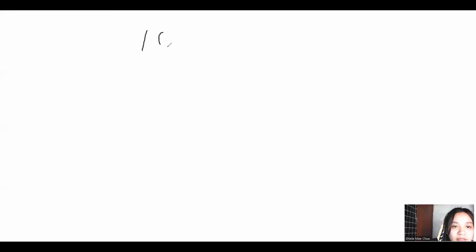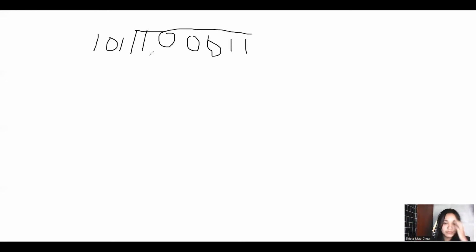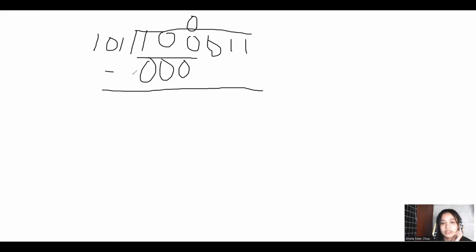So we have 1, 0, 0, 0, 1, 1 divided by 1, 0, 1. Is 1, 0, 0 greater than or equal to 1, 0, 1? No. So we will put 0 here. So 0 times 1, 0, 1 is basically 0, 0, 0. Then perform the subtraction. 0 minus 0 is 0. 0 minus 0 is 0. 1 minus 0 is 1. Now let's bring down another integer here, which is 0.